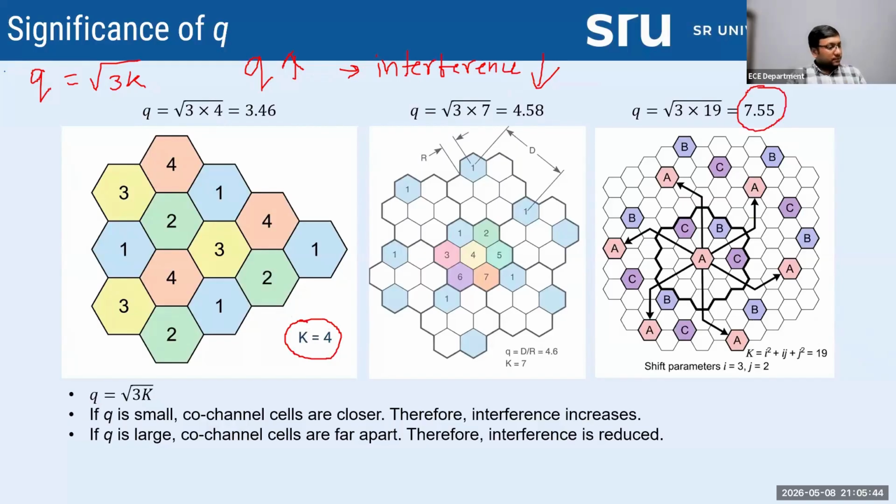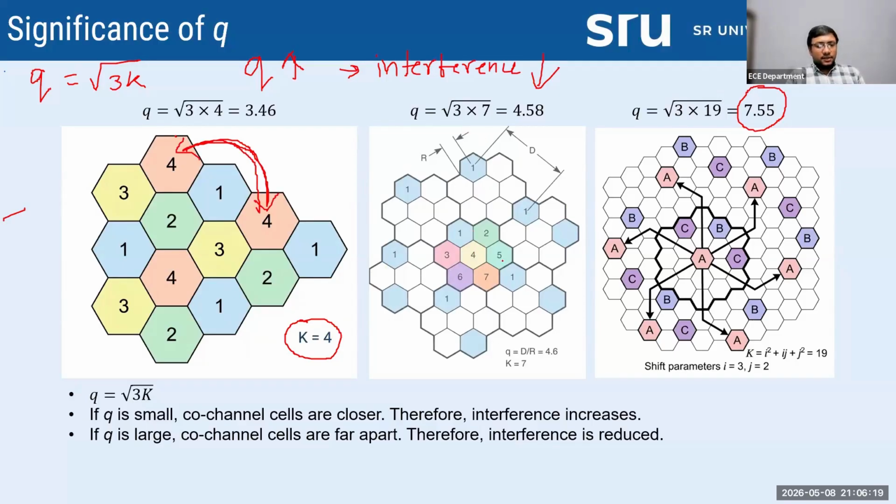So what is happening here? You know that if the value of Q is small due to K being a smaller value, then co-channel cells are very close. So see, if K is equal to 4, then these co-channel cells, for example, these 4 and 4, are co-channel cells. So these are very close.